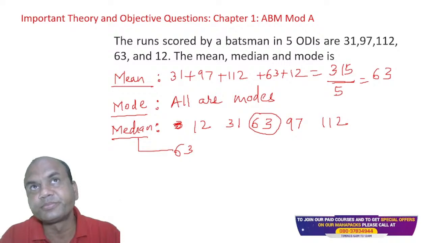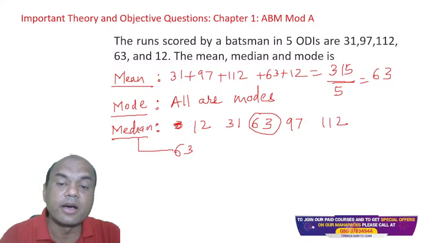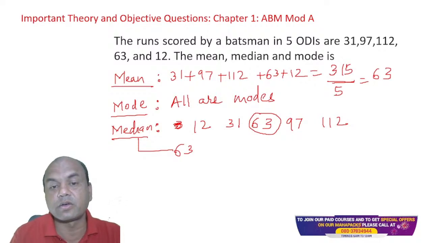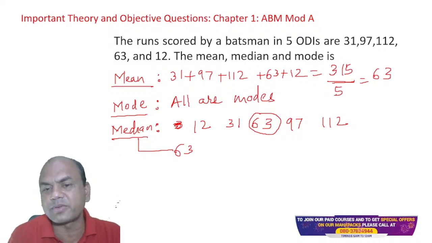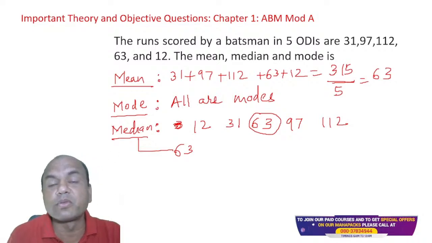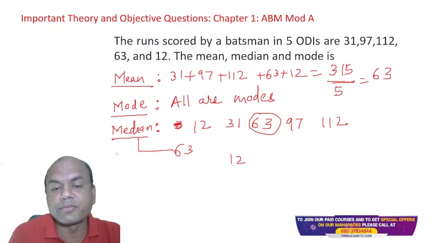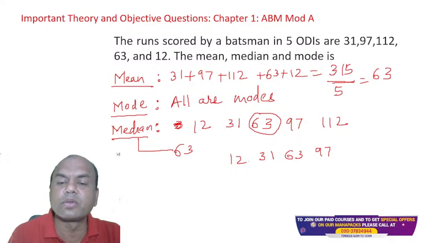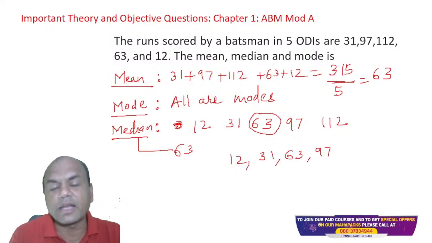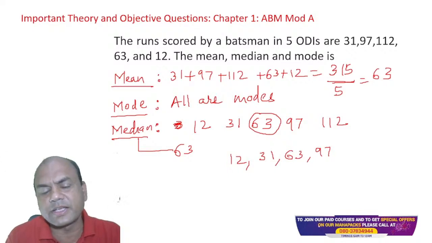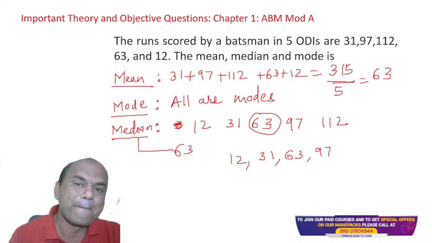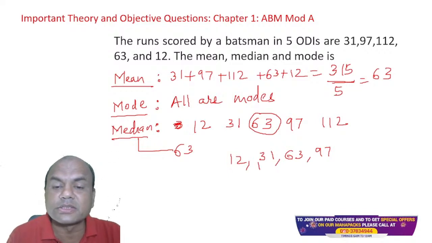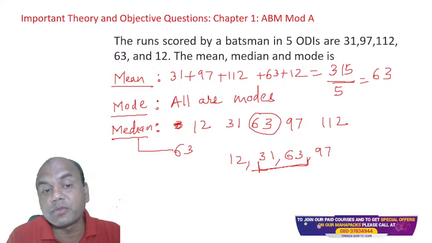Got it, everyone? How to find out the median? Arrange them in serial order. Now you'll ask me, sir, this is odd. That's why it's easy. Suppose there had been only 4 numbers, 12, 31, 63 and 97. In that case, what do you do? Arrange with the same logic, in serial order, and take the 2 central numbers. Which are these 2? These are the 2 central numbers. Find the average, the mean, of these.